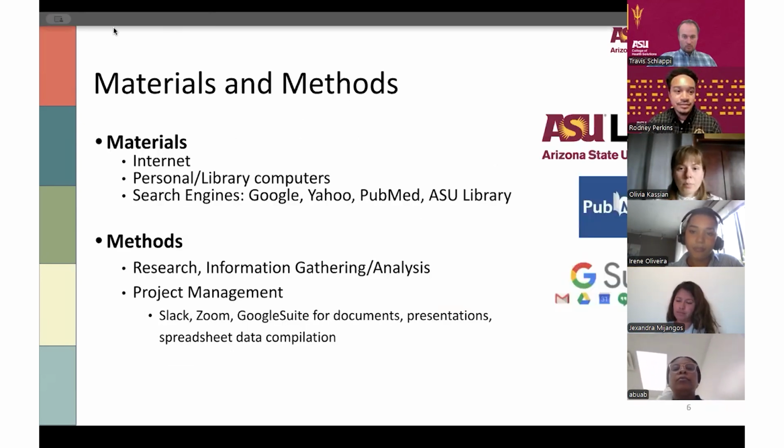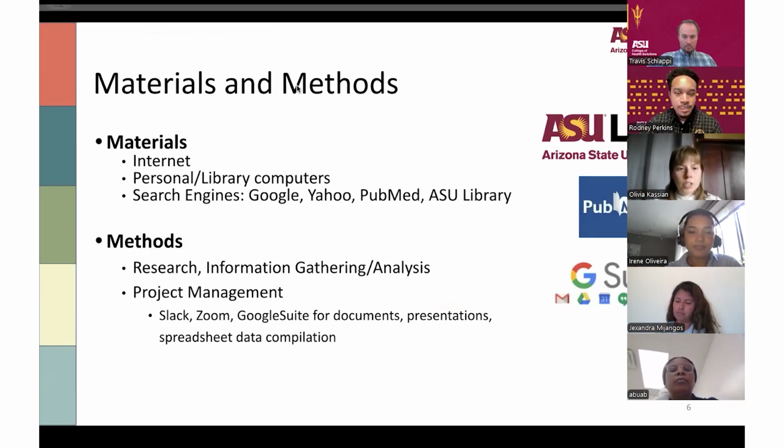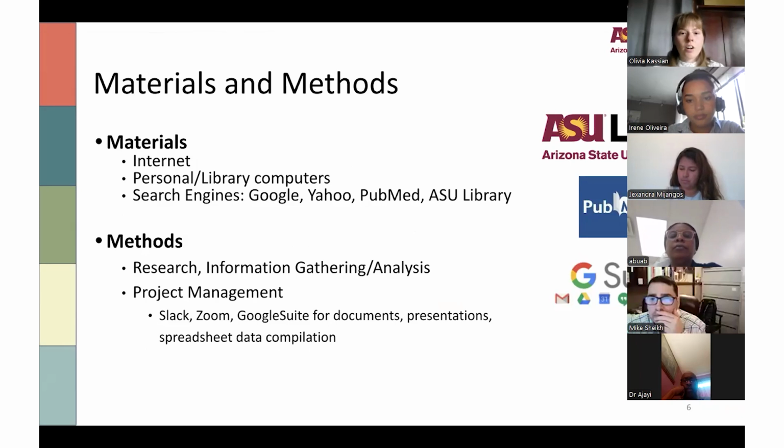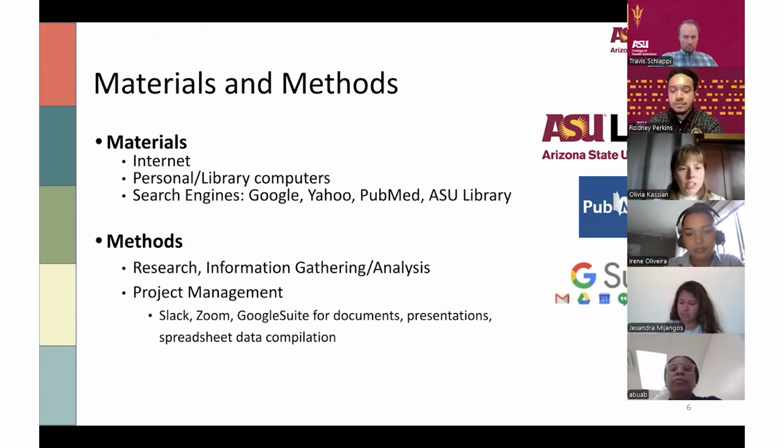And how we set about accomplishing those four main objectives were a variety of accessible materials and methods. We conducted no experiments of any kind. This was an observational descriptive study, and our primary materials were internet, personal and library computers, and popular search engines like Google, Yahoo, PubMed. And the one that wasn't the most accessible was ASU Library, just because not everybody has access to that. But our goal was to not have any paywalls for our sources.